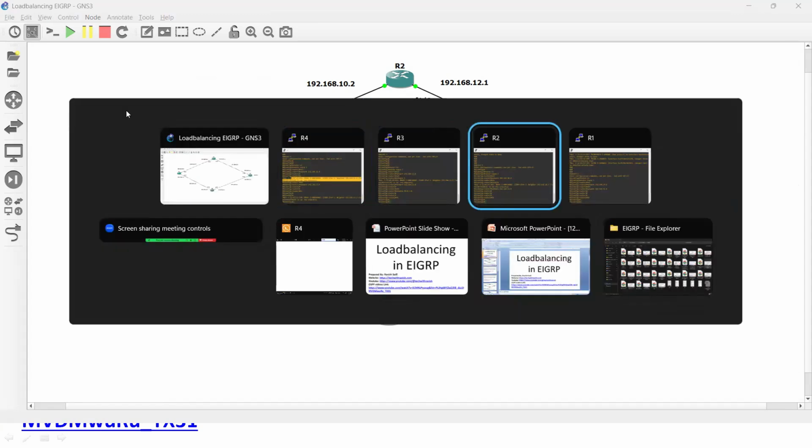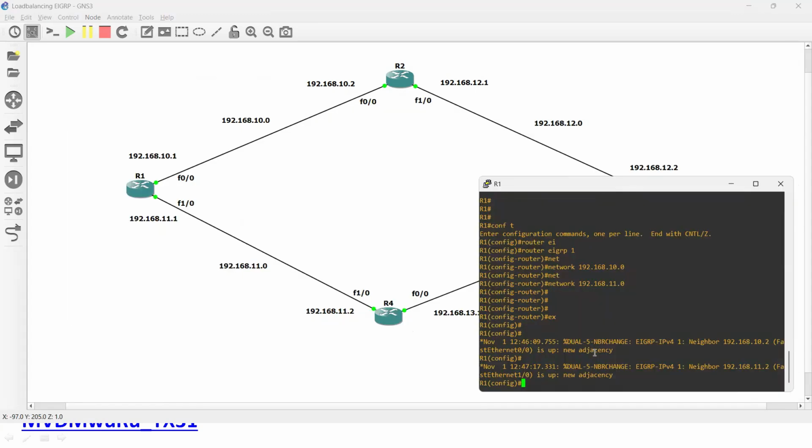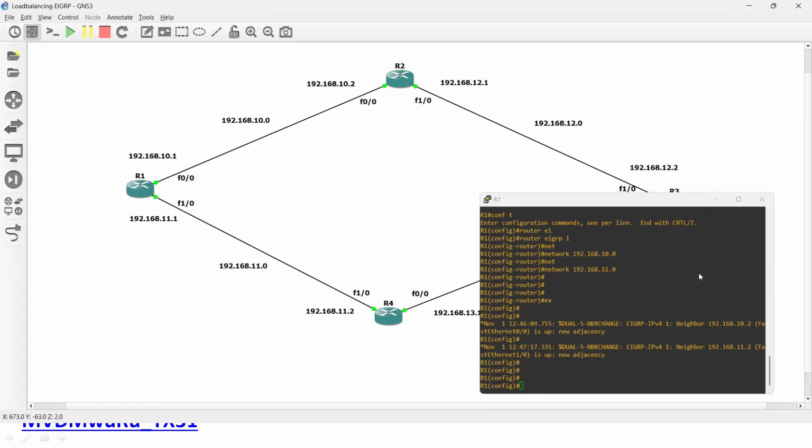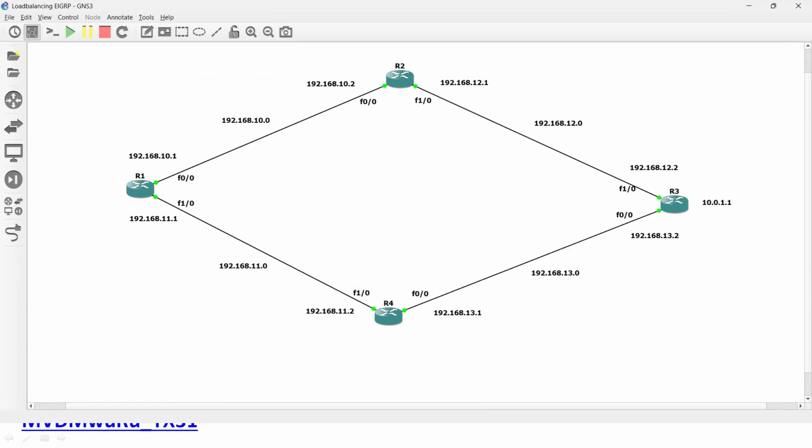Now let's go to router number 1 and check the routing table. As I told you, this one is the source and R3 is the destination. Basically, this loopback will be considered as the destination, that is 10.0.1.1. To highlight that this is a loopback IP address, let me draw a line over here. So this is a loopback IP address. We must also consider this IP as a separate interface in the calculation of the route metric.